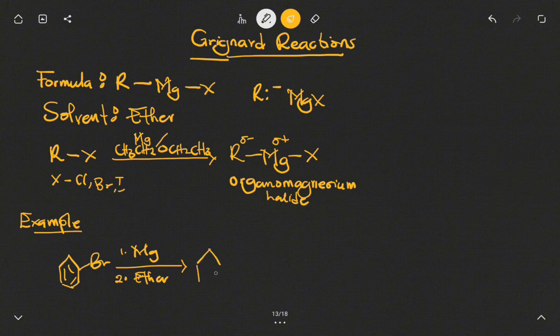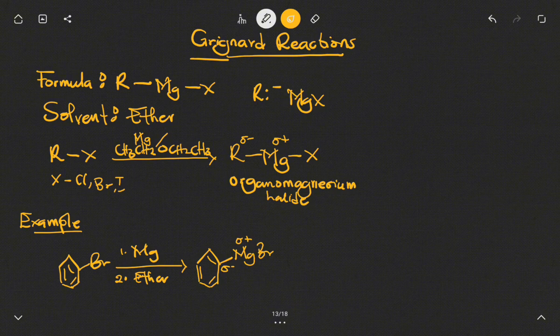Then what you should be expecting is that you are going to have the benzene ring, but this time you're going to have the magnesium Mg coming in between the bromine and the carbon bearing it. So you can see that this carbon here is going to carry your partially negative charge, while the magnesium is going to be partially positive, because magnesium is a metal and its electropositivity is very high compared to that of carbon.